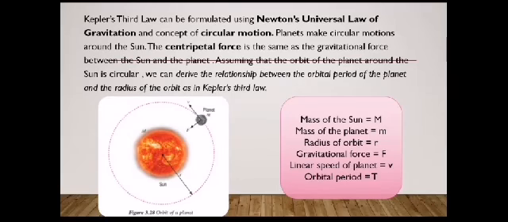Kepler's third law can be formulated using Newton's universal law of gravitation and the concept of circular motion. Planets make circular motion around the Sun. The centripetal force is the same as the gravitational force between the Sun and the planet. Assuming that the orbit of the planet around the Sun is circular, we can derive the relationship between the orbital period of the planet and the radius of the orbit as in Kepler's third law.